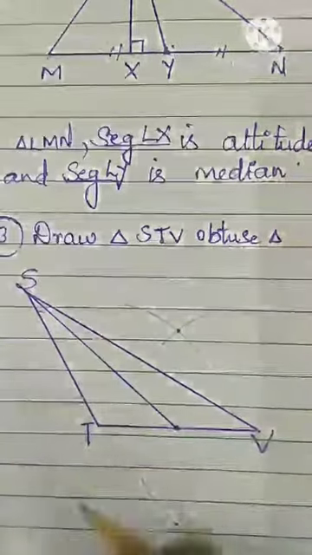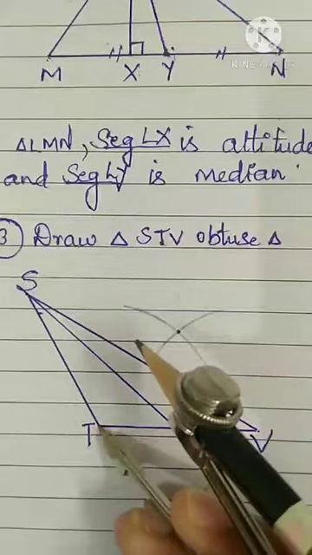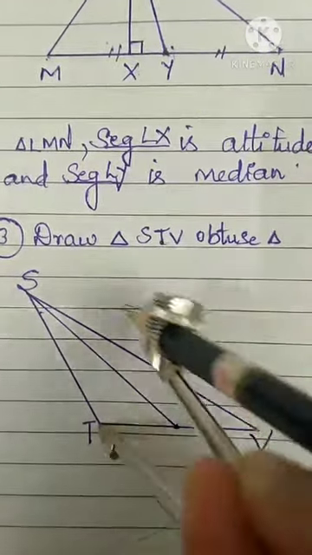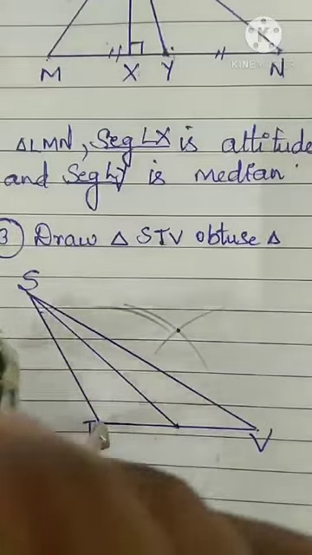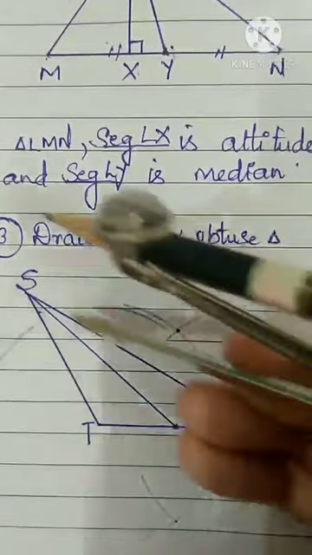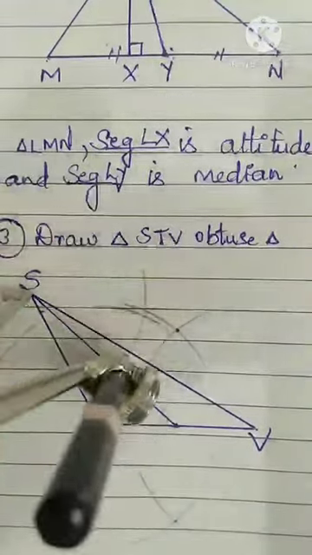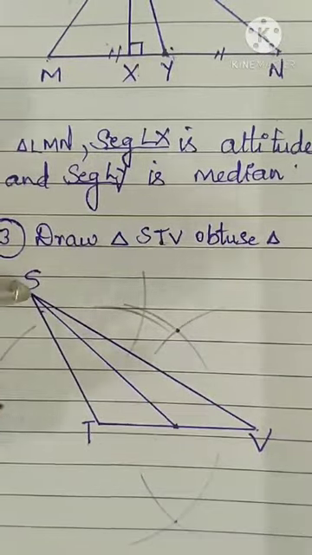First we will draw for ST. Same way, keep the compass on T, take more than half, one arc here. If you want, you can rub the previous arc. Keep it on S. See, this was S, and here.